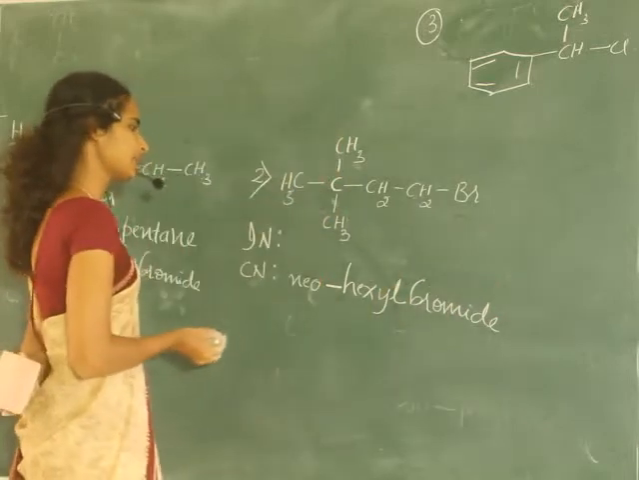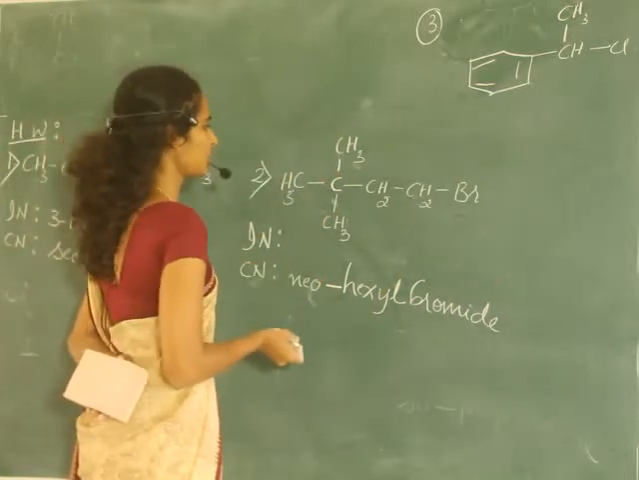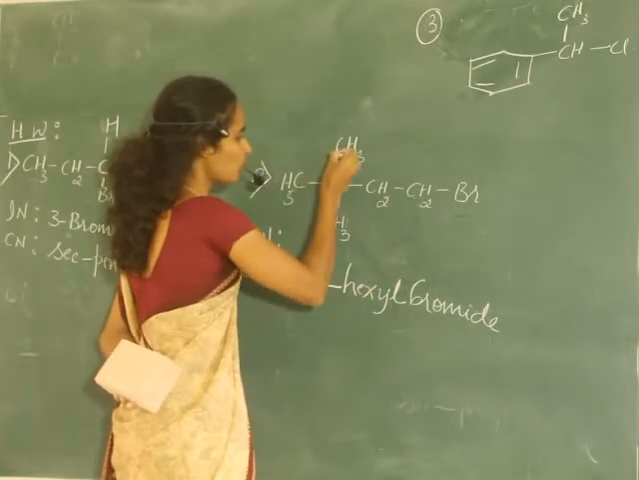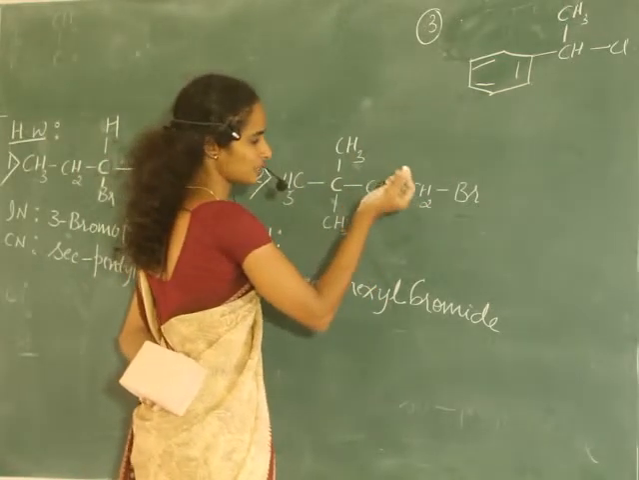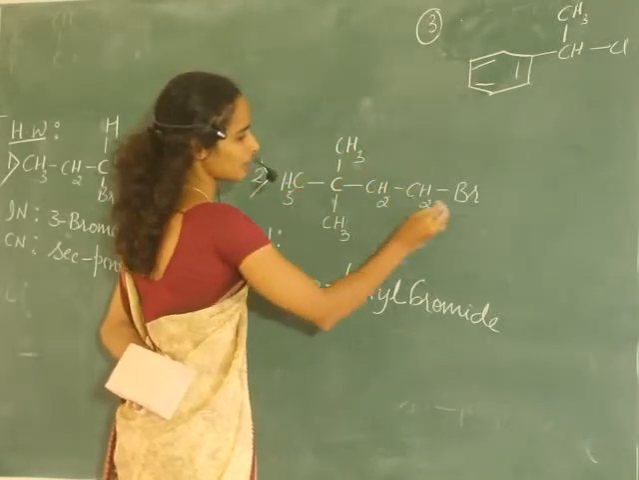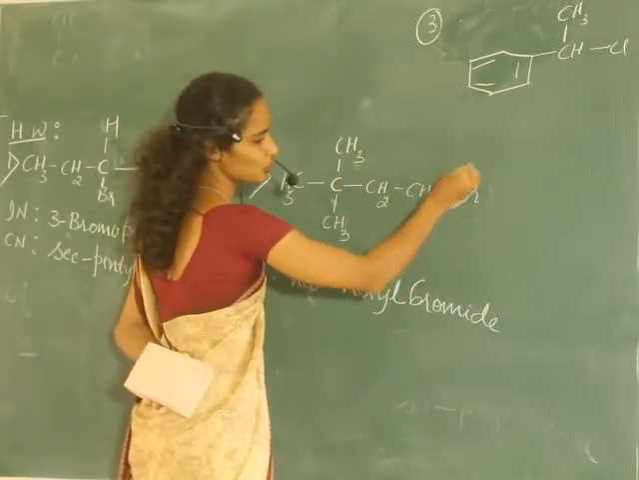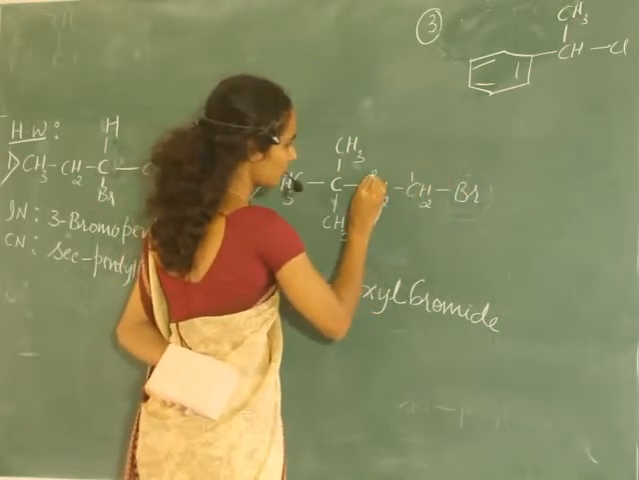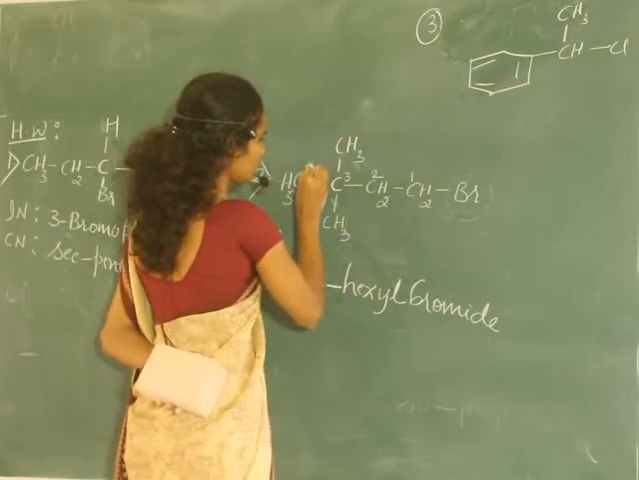Now, IUPAC name, consider the longest chain. Which one is the longest chain? 1, 2, 3, 4. 1, 2, 3, 4. So, one and the same. And the substituent or functional group should get the least number. So, I will number from here: 1, 2, 3, 4.